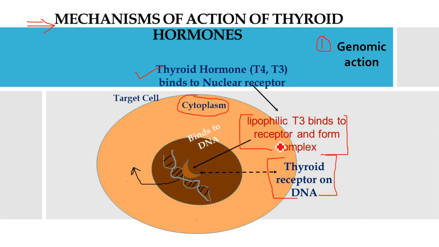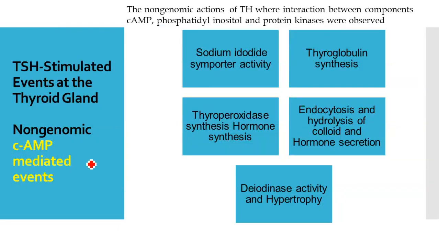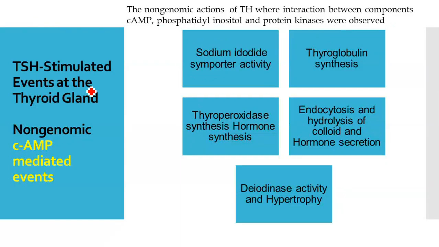Now this complex binds to the DNA of the specific thyroid receptor, and as a result there is an alteration of the gene transcription, which ultimately affects the mRNA function, and ultimately protein synthesis is also altered. So this is about the overall mechanism and related effects of the thyroid hormone.